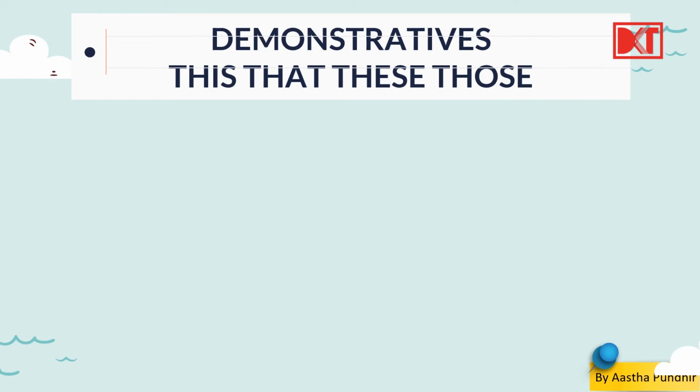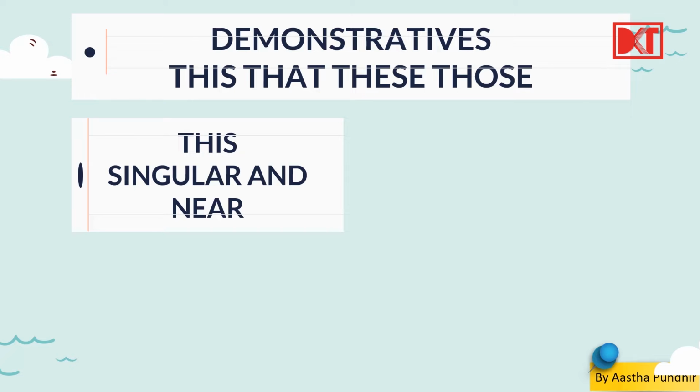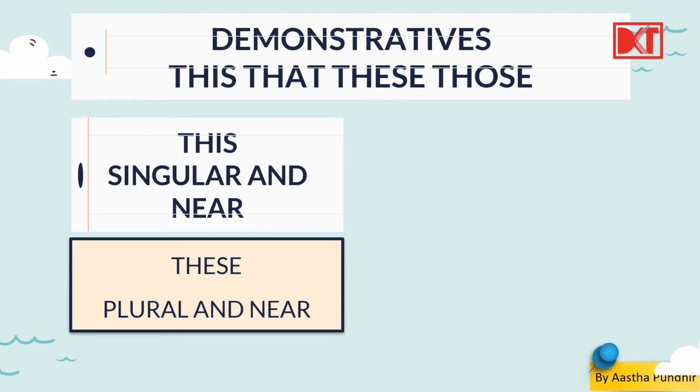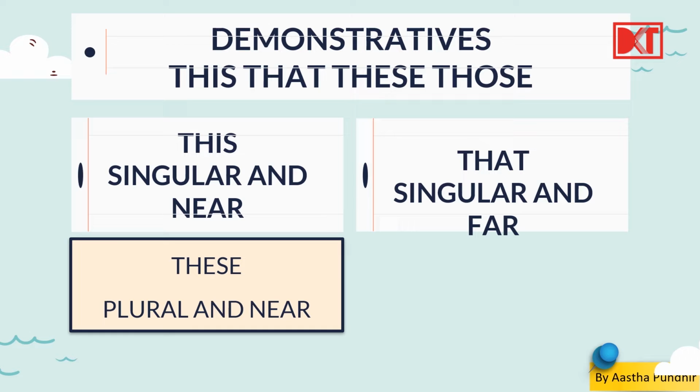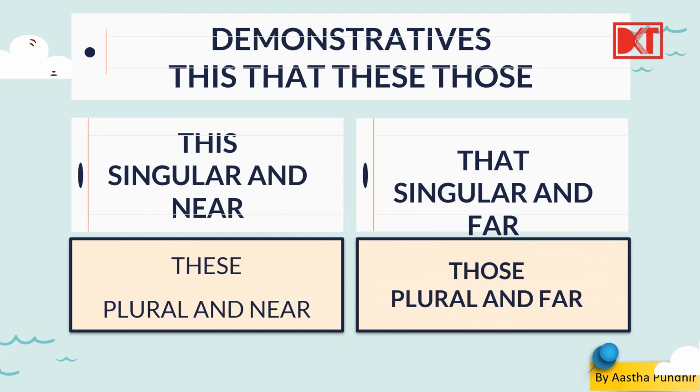All right, next up we have demonstratives. Pretty sure you know what demonstratives are. These are the ones which point to specific things. Like this is used for singular and near. These is used for plural and near. That is used for something that is singular and far. And those for something plural and far. All right.